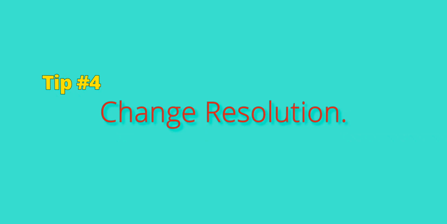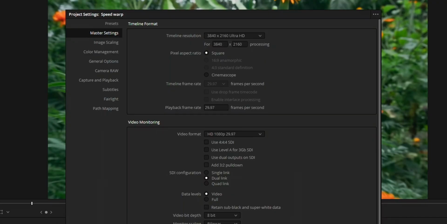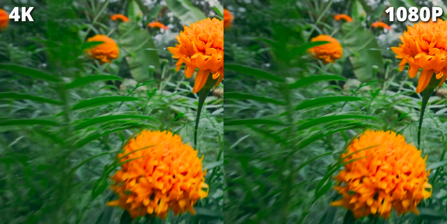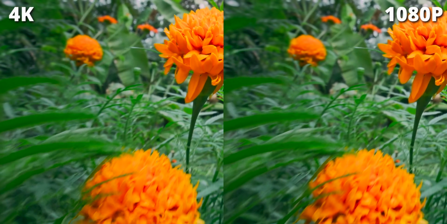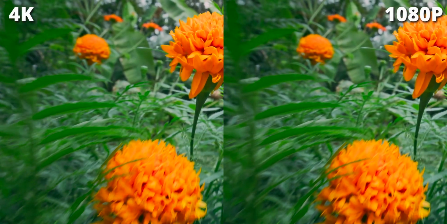Another tip is to change the resolution of the clip you are slowing down. If your clip is a 4K clip, then change it to Full HD. If it is Full HD, change it to 720p. By doing this, you can improve the quality of your slow motion. Here is an example. On my 4K footage, you can see a lot of frame distortion, while the same footage downscaled to 1080p, the distortion is much less compared to 4K.